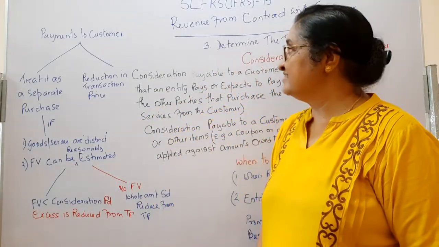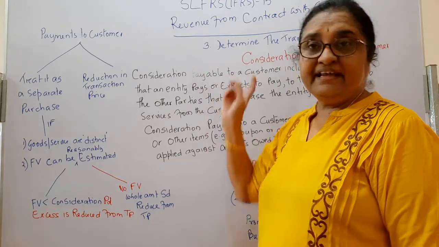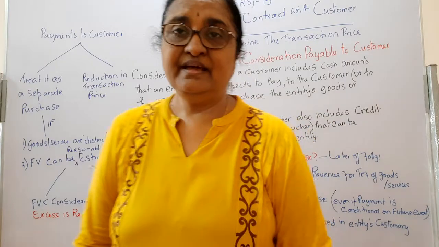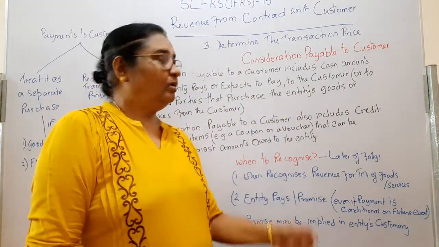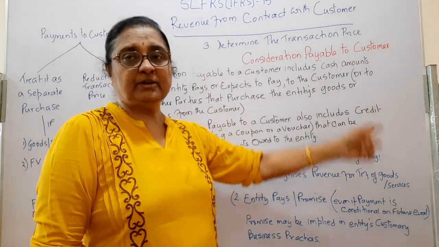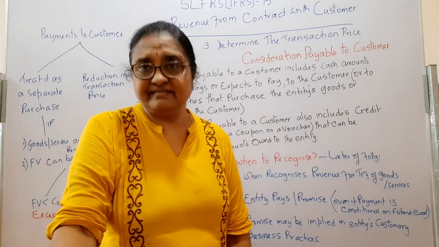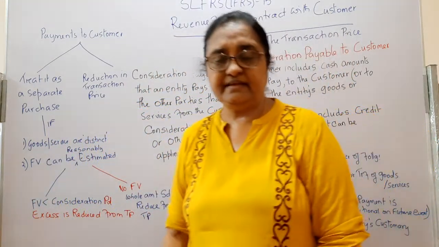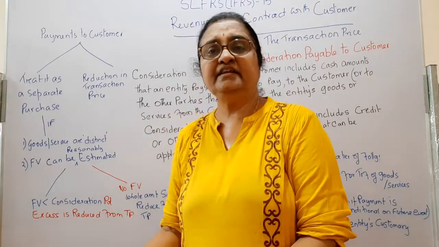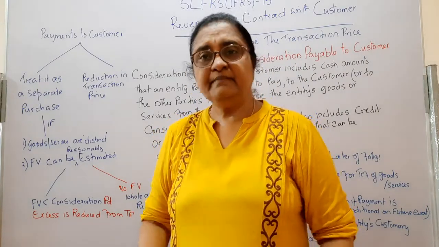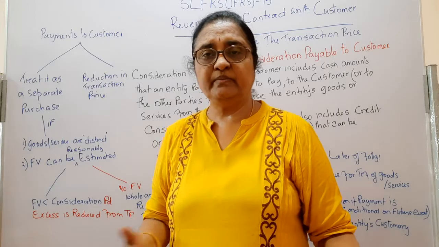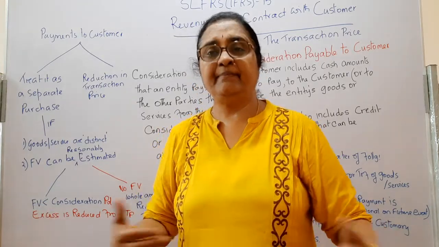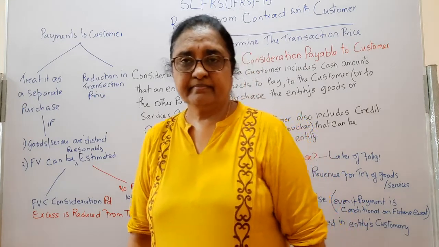Today I am going to discuss the final component of determining the transaction price, that is payment to customers, or consideration payable to customer. You might wonder what this is. Actually the customer has to pay the entity, but why would the entity pay the customer? Business transactions happen in so many ways that interaction between the customer and the entity happens continuously.